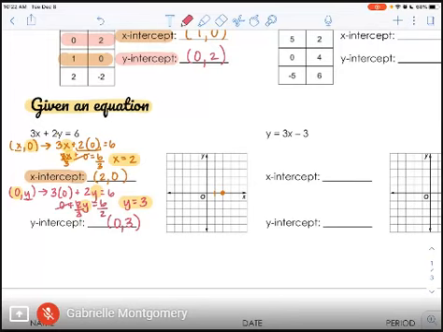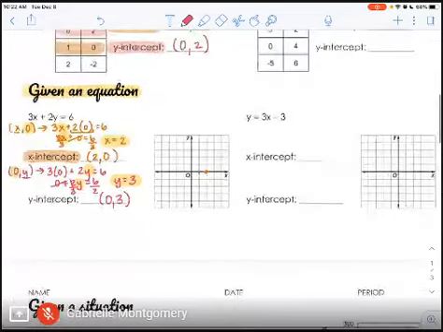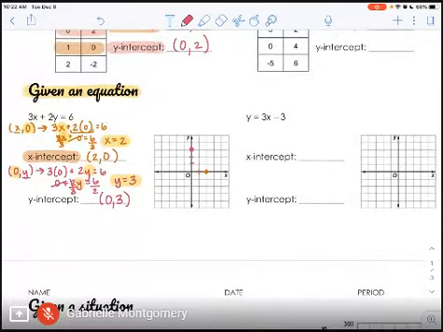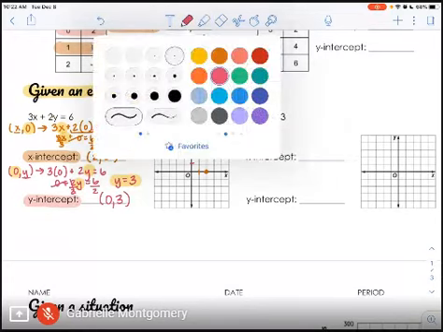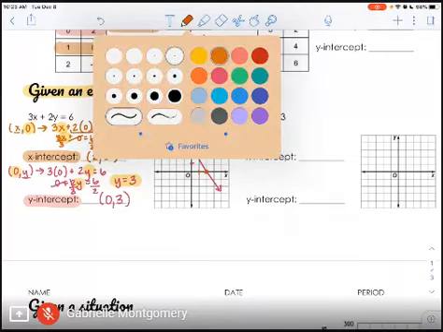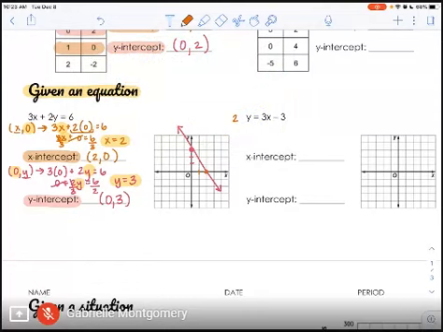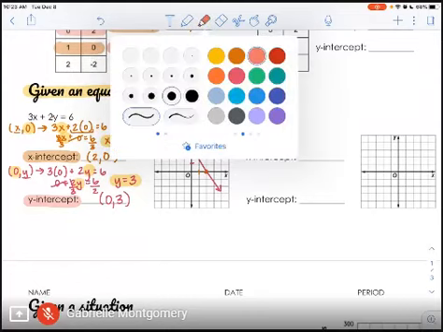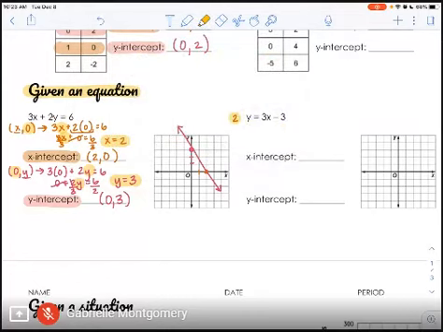I can plot that point on my graph. 1, 2, 3. And if I connect these dots, I have my line. You'll be responsible for trying number 2 on your own as part of your assignment for today.